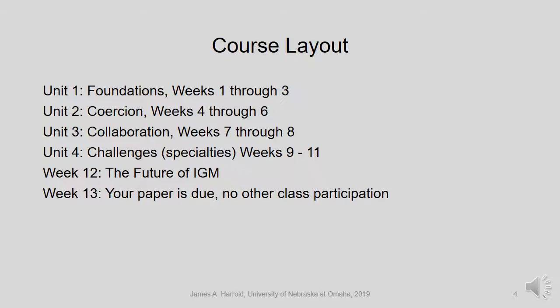So I talked about this a little bit. That's just the layout of the weeks and how long each of the units is going to last. Weeks 1 through 3 is foundation. Then weeks 4 through 6, I talk about coercion, or you might want to call it fiscal federalism. Unit 3 is collaboration. That's just 2 weeks. And then challenges or specialties in weeks 9 through 11. And then in week 12, we're going to come back together as a group. I just want to present one thing on the future of intergovernmental management. And then in week 13, that is the final week of the course, there's no other class participation beyond turning in your essay. So that's the layout.